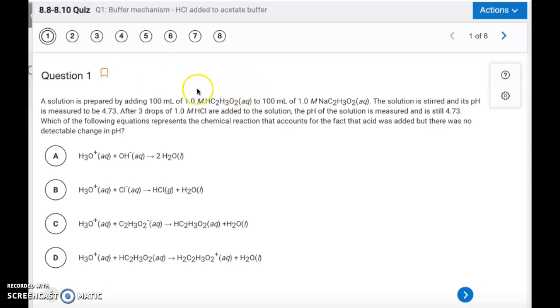Hello, here's the key for the 8.8 to 8.10 quiz. So we have 8 multiple choice questions on this one.